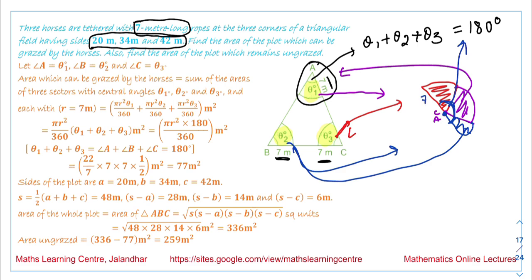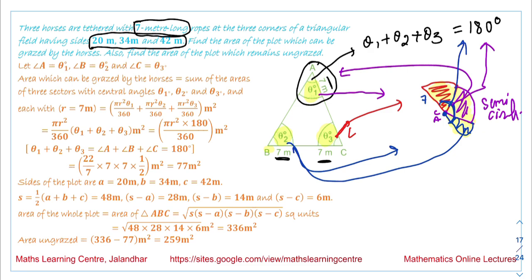So when we combine these 3 values, the sum of all these 3 angles is equal to 180 degrees. It means this is a semicircle. Now we have to calculate 2 things. One is the area of this triangle. To calculate the area of the triangle, the sides are given.